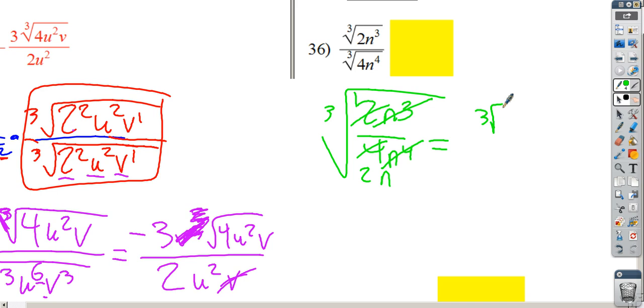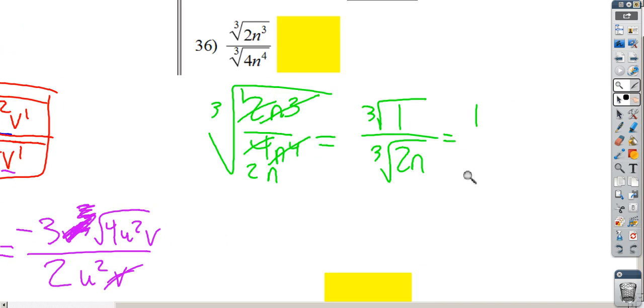So this is the same thing as the cube root of 1, which is just 1, over the cube root of 2n, and that makes it a lot easier problem. So 1 over the cube root of 2n, how do we simplify this now? We need to get rid of the cube roots on the bottom. So how do we do that?